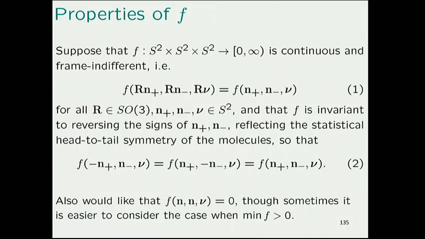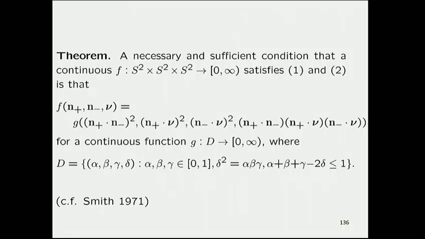And we'd also like that F of N, N, mu is zero. So if there's no jump, you don't have any energy, right? But sometimes, when it's easier mathematically, one can consider the case where the minimum of F is one, for example. But that's not really realistic. Okay, and so here's the answer, a necessary and sufficient condition that a continuous F satisfies 1 and 2 is this: that F depends on these things, the squares or the dot products of the vectors, and then also the product of all the dot products. Okay. And you can say exactly what the domain of this function is.